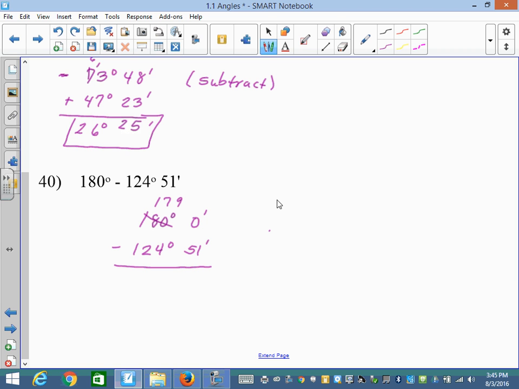And again, here we go. Don't forget, 1 degree equals 60 minutes. So this now becomes 60 minutes. So 60 minus 51 gives me 9 minutes. And I do the subtraction here. I get 55 degrees. And we're done, because my minutes again is less than 60. That is our answer.